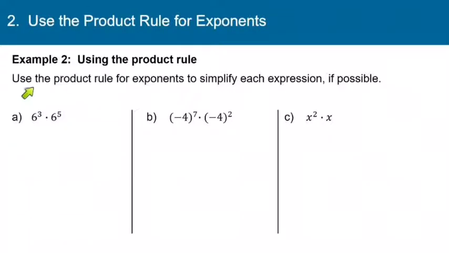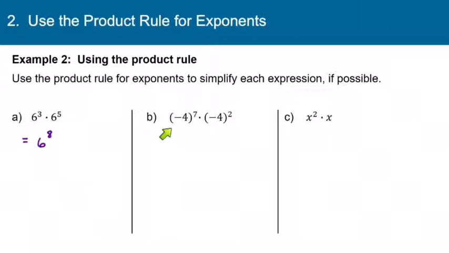So here's example 2. This says use the product rule for exponents to simplify each expression if possible. So here we have 6 to the 3rd power times 6 to the 5th power. So we're not really worried about multiplying out 6 to the 3rd power and getting the actual number for that. What we want to do is write this expression with just one exponent. So 3 6's here times 5 more 6's here gives us a total of 8 6's all multiplied together. So that is 6 to the 8th power. So again, notice that the base stays the same and we just add the exponents.